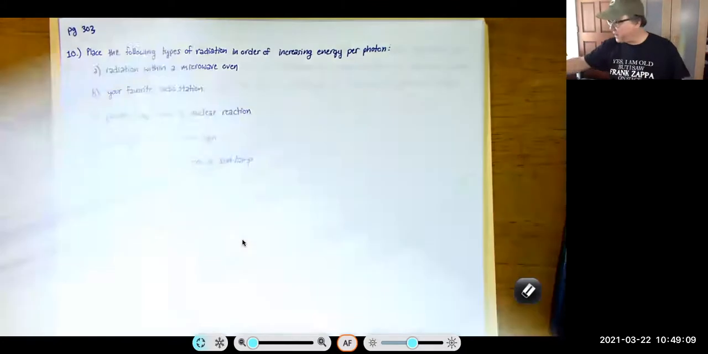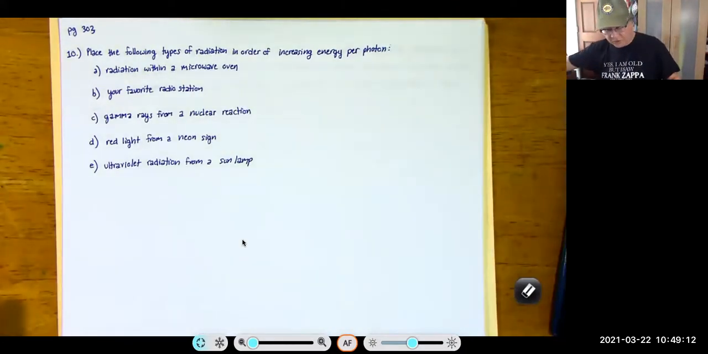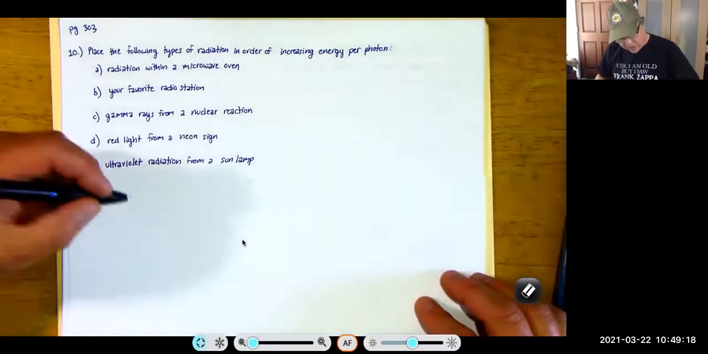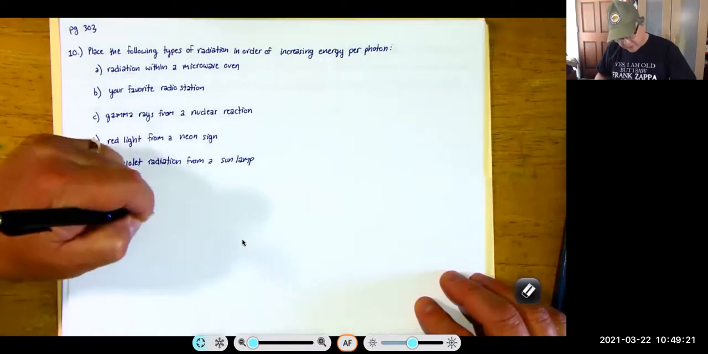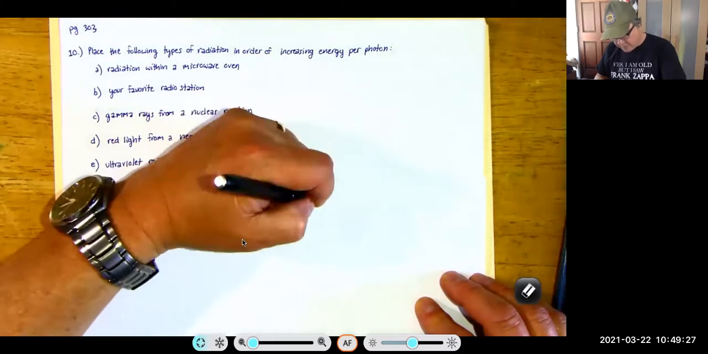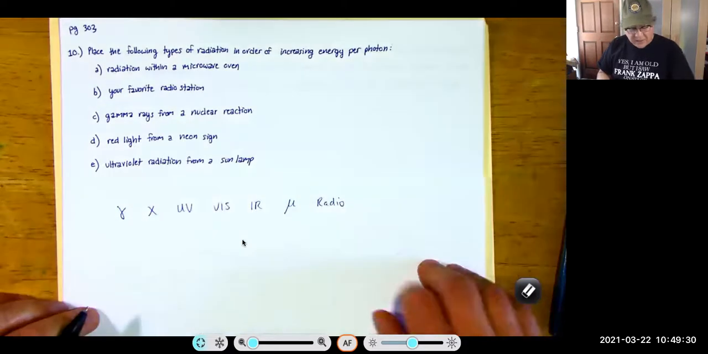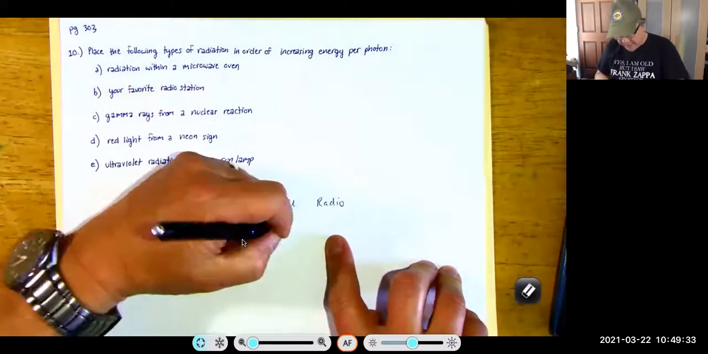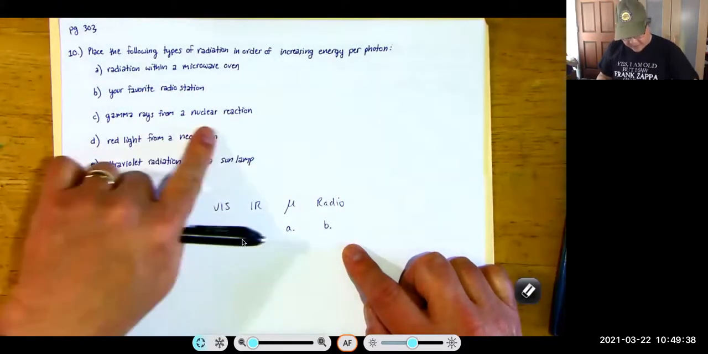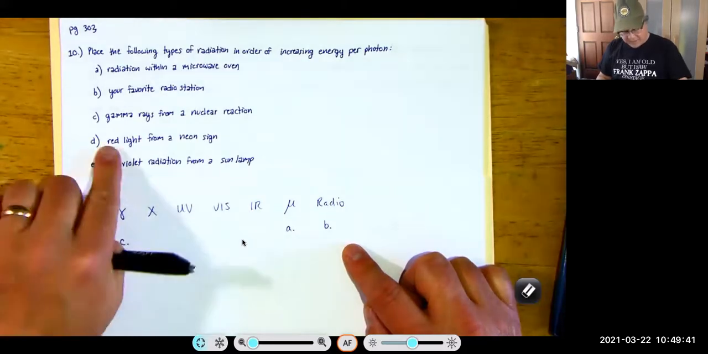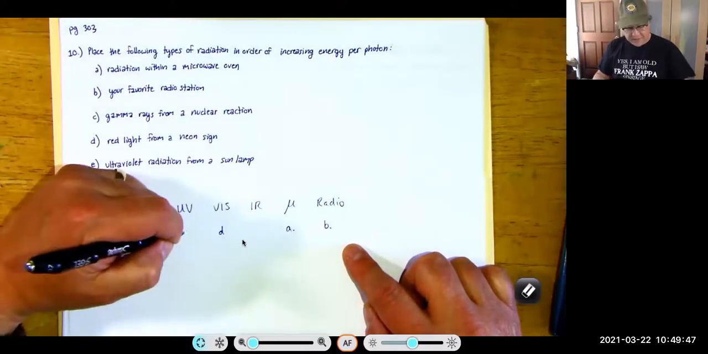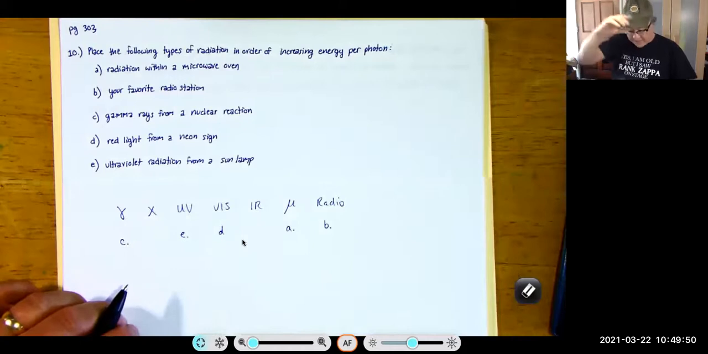Okay, place the following types of radiation in order of increasing energy per photon. So for this, we just need to know that little chart: gamma rays, X-rays, ultraviolet, visible, infrared, microwaves, and radio waves. So radiation within a microwave oven, that's A. Your favorite radio station, that's B. Gamma rays from a nuclear reaction, that's C. Red light from a neon sign, that's D. And ultraviolet radiation from a lamp. Okay, so in order of increasing energy per photon.